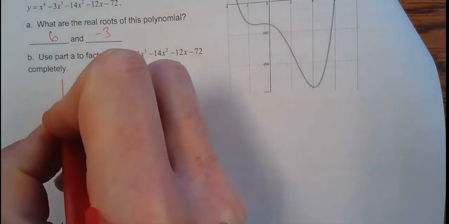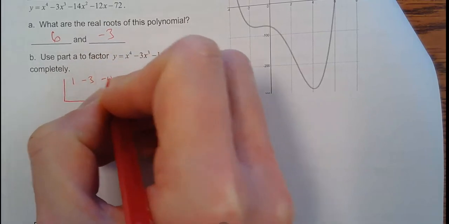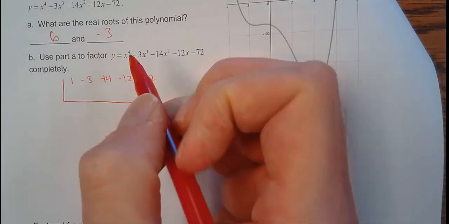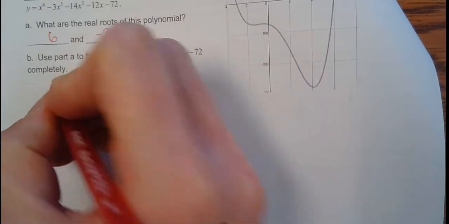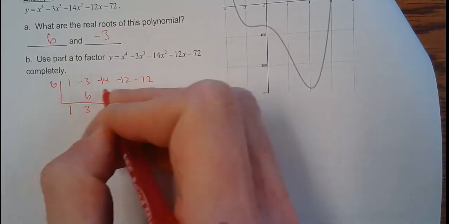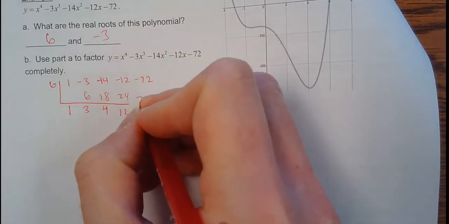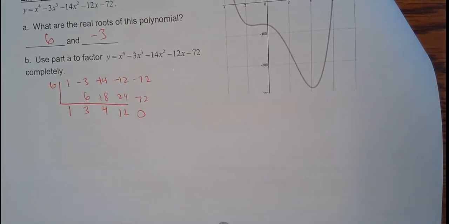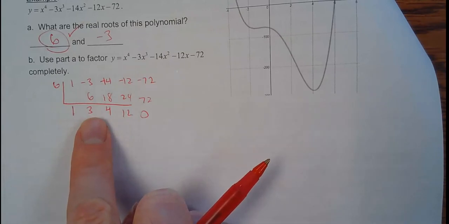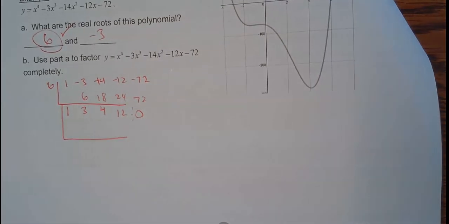Okay, so I'm going to start. Nothing's missing, so 1, -3, -14, -12, and -72. And I'll just start with 6. So first number, drop it down. 1 times 6 is 6. Add straight down. Okay, and I got 0. That means 6 definitely was a root. Now I can use what's left, and just ignore that 0. I can keep going with my synthetic division.